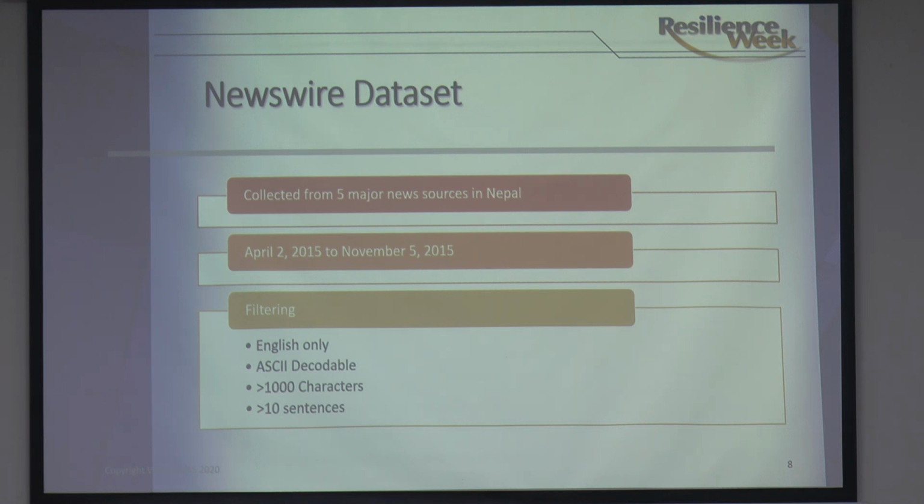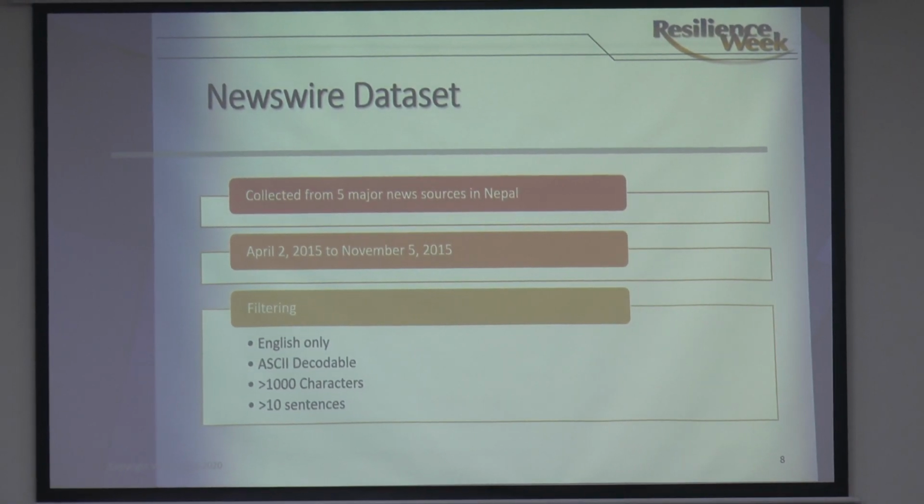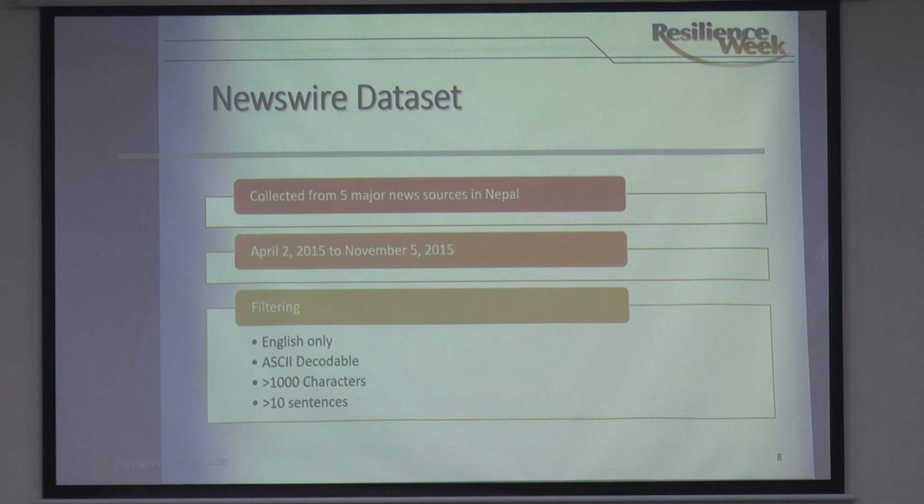So in the Newswire data set, we have 5 major sources in Nepal. And we do have Nepali newspapers as well in our data set, but currently we are focusing on the English subset of the data set. So the English subset of the data set is from the period April to November 2015. And we did some filtering on the data set. We had almost 800 news articles, and there were some issues with characters in the encoding.